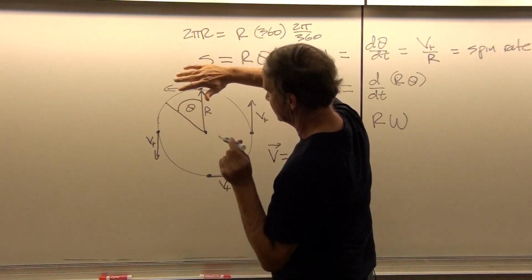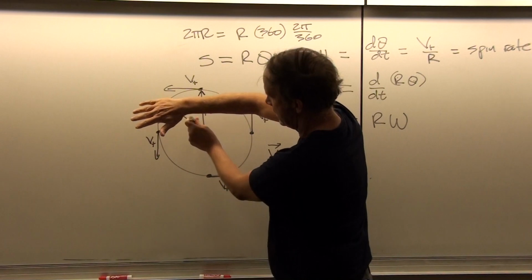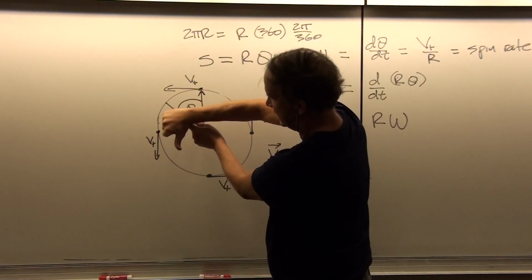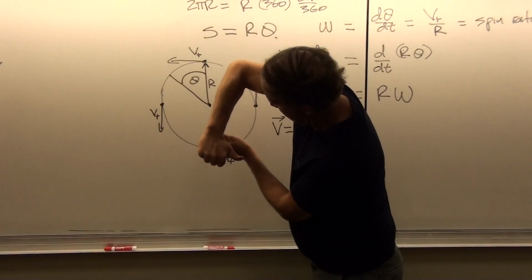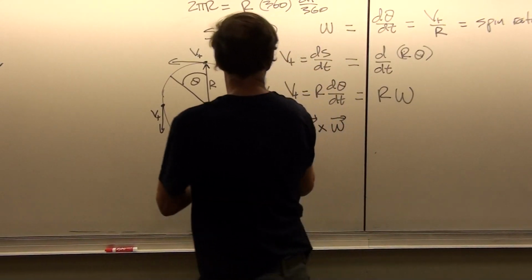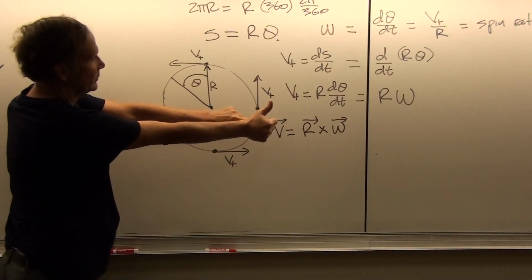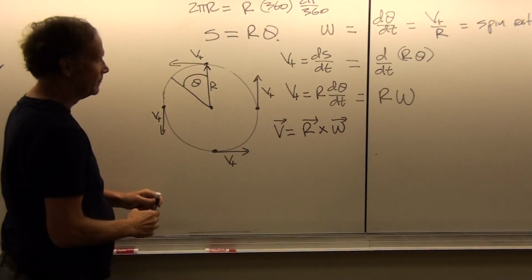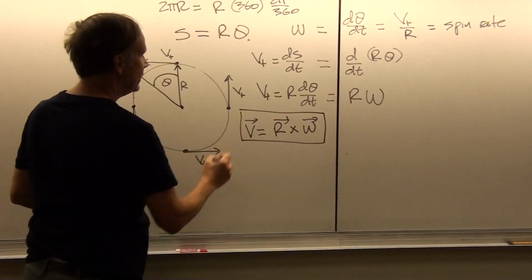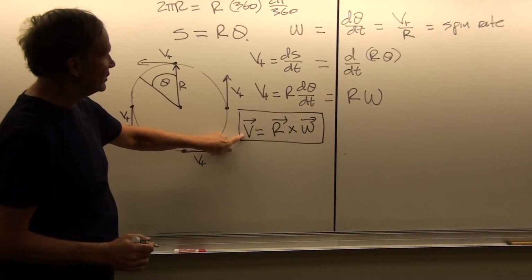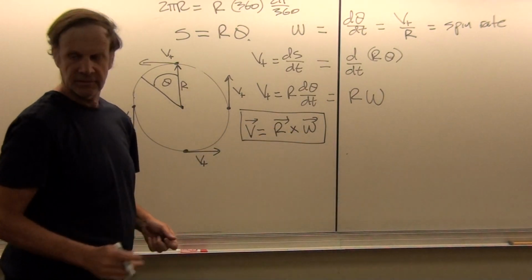So here, because omega is into the board, we would do r cross omega. V would be that way. Down here, we would do r cross omega this way. And over here, we would do r cross omega, which would be that way. And so this gives us then the relationship between the tangential velocity, r, and the direction of our spin axis.